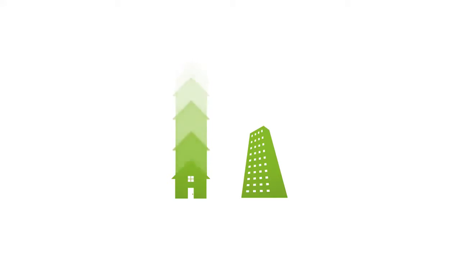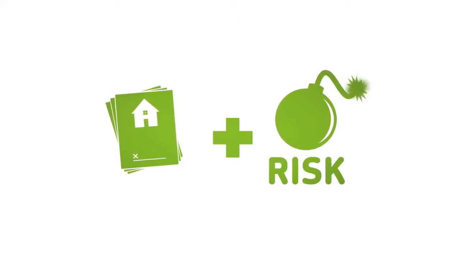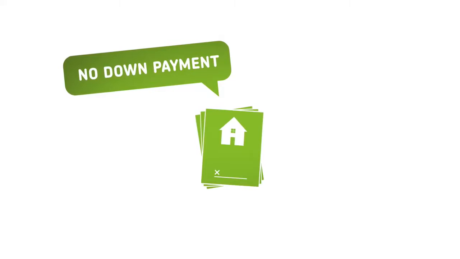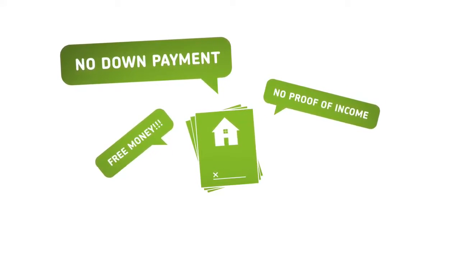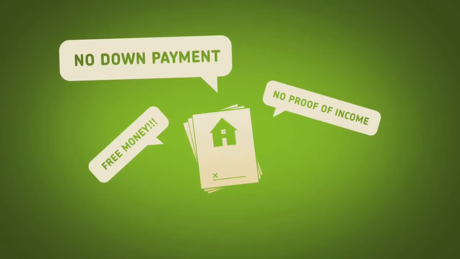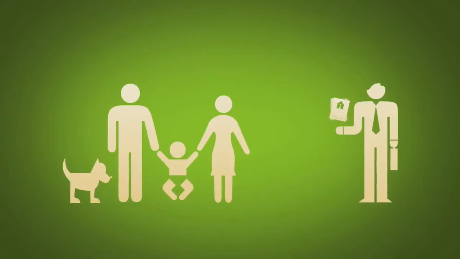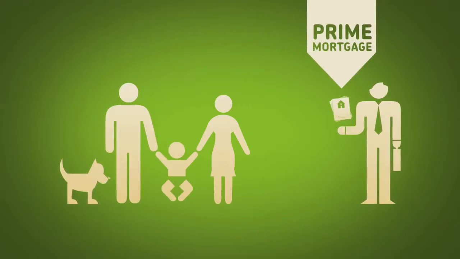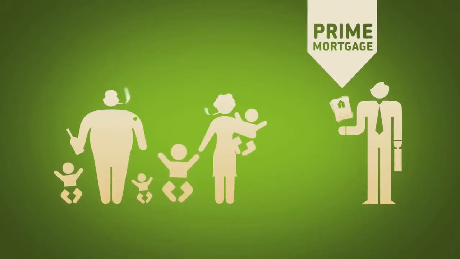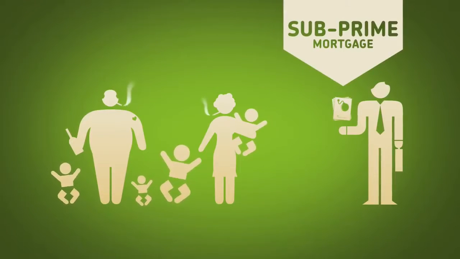Since they're covered if the homeowners default, lenders can start adding risk to new mortgages, not requiring down payments, no proof of income, no documents at all. And that's exactly what they did. So instead of lending to responsible homeowners, called prime mortgages, they started to get some that were, well, less responsible. These are subprime mortgages. This is the turning point.